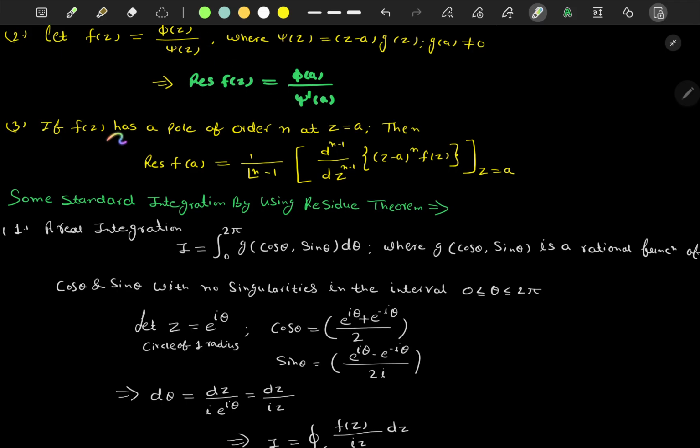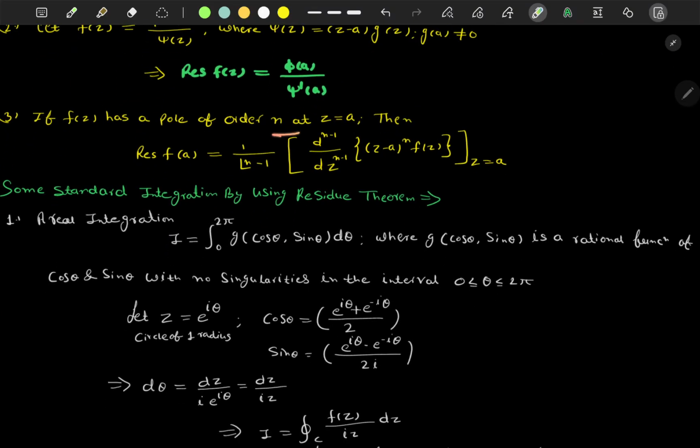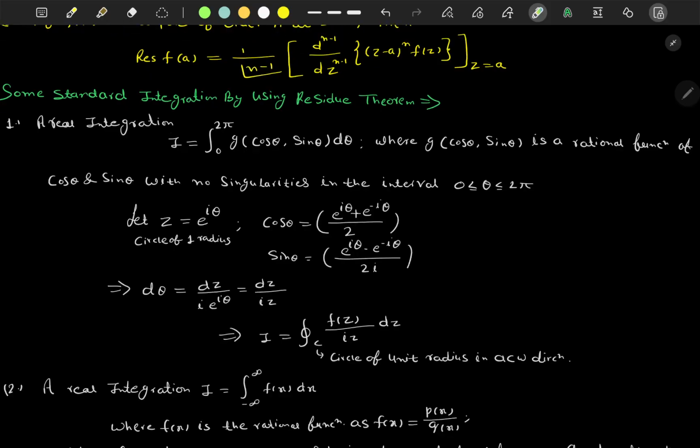Now, if the function of z has a pole of order n at z equal to a, where before it was a simple pole, and here it is a pole of order n, maybe 2, 3, maybe 5, maybe n, how will you calculate the residue? It is 1 upon factorial n minus 1, times d^(n-1) by dz^(n-1) of (z minus a)^n times f(z) at that point. It is very easy. You will see in examples.